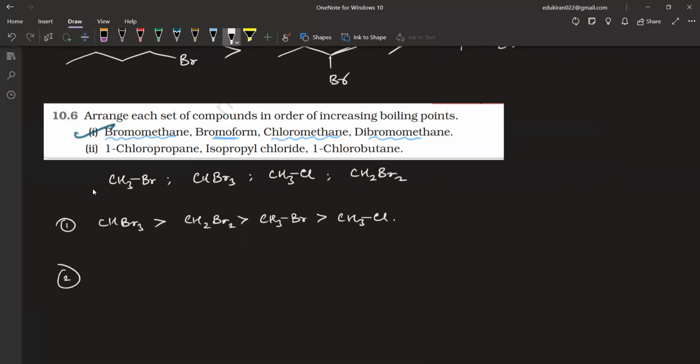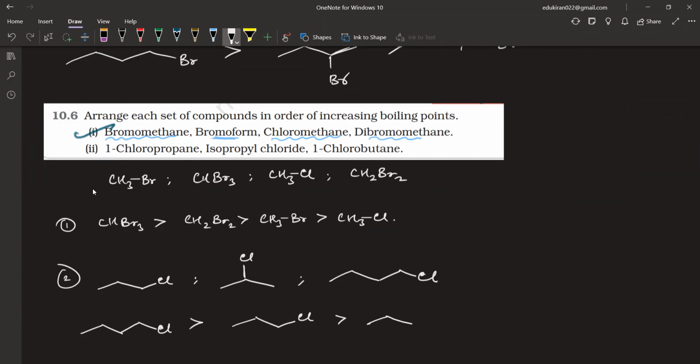For the second one, 1-chloropropane: you will have 3 carbons, and on the first carbon we will have chlorine. Then we have isopropyl chloride, with chlorine on the second carbon, the iso group. Then 1-chlorobutane has 4 carbons, with chlorine on the first carbon. Chlorobutane will have the highest boiling point due to its higher molar mass, followed by the straight chain 1-chloropropane, followed by the branched isopropyl chloride. Please write this down.